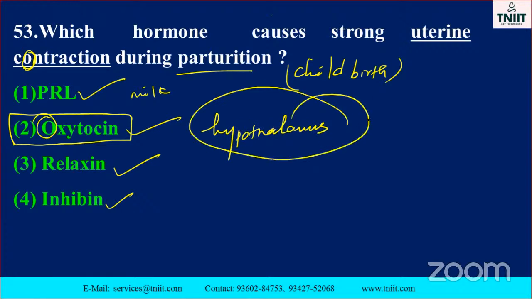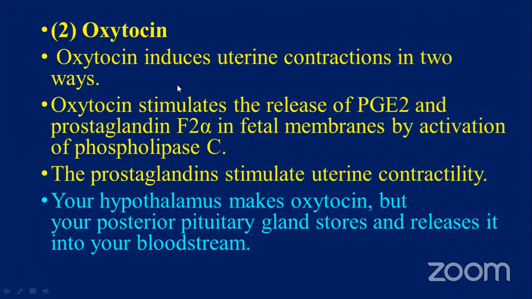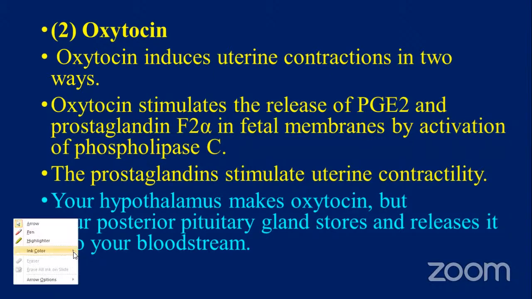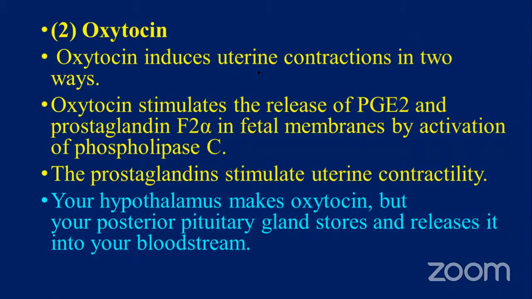Okay. This is very, very important. See the absence? The oxytocin. Oxytocin induces uterine contraction in two ways. Oxytocin induces uterine contraction. This is the question, isn't it, my dear? This is the key word also.